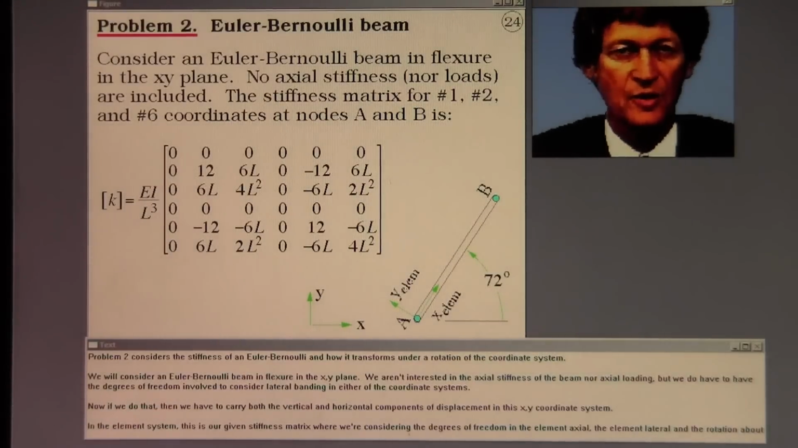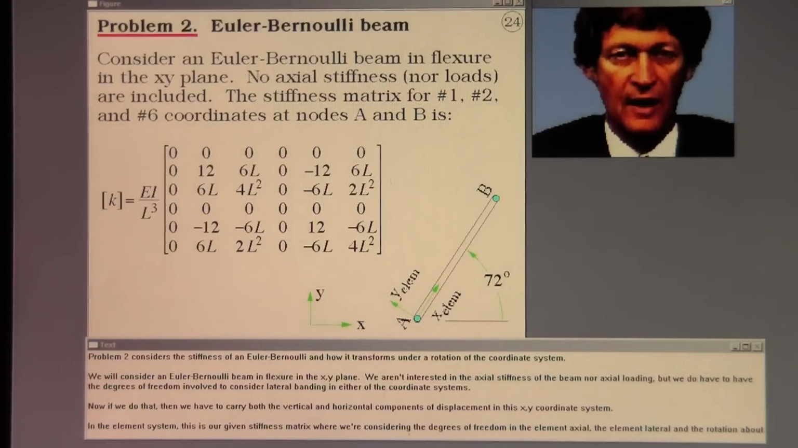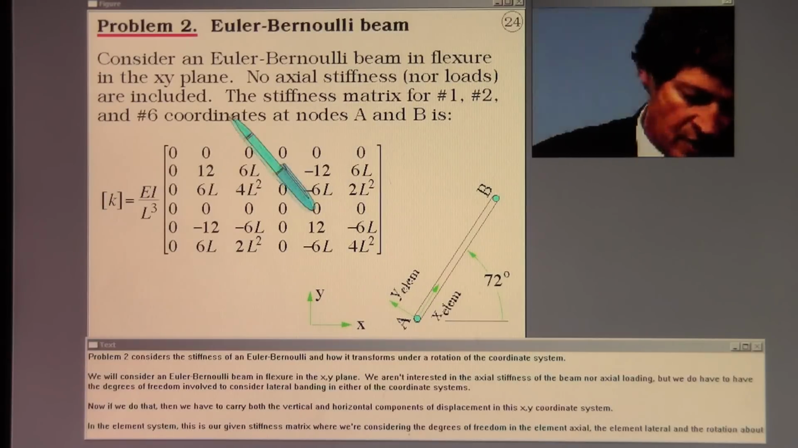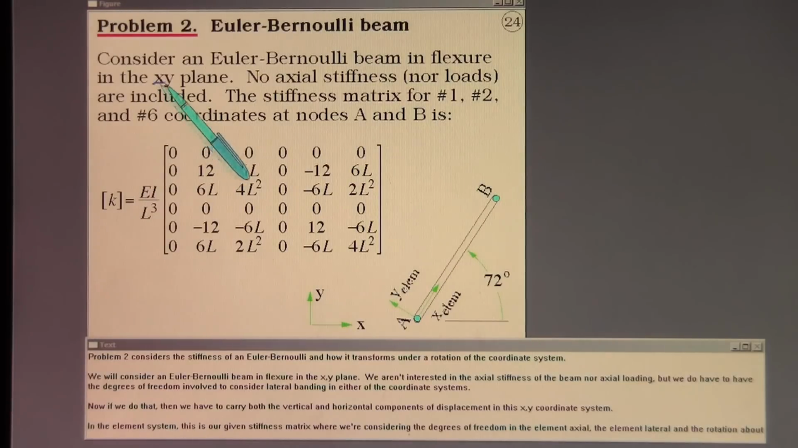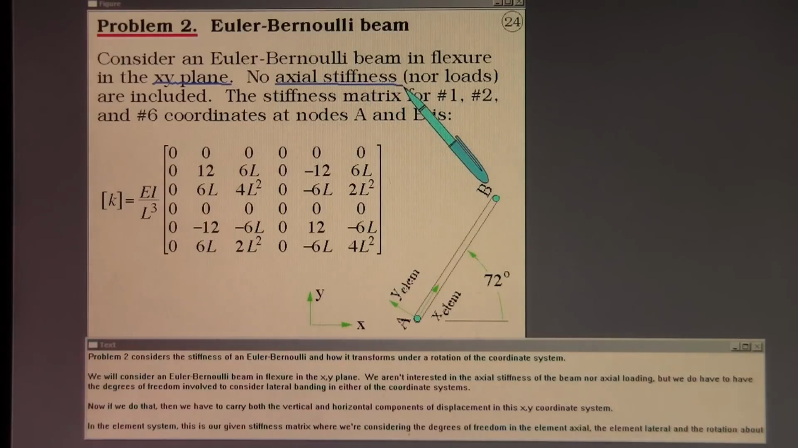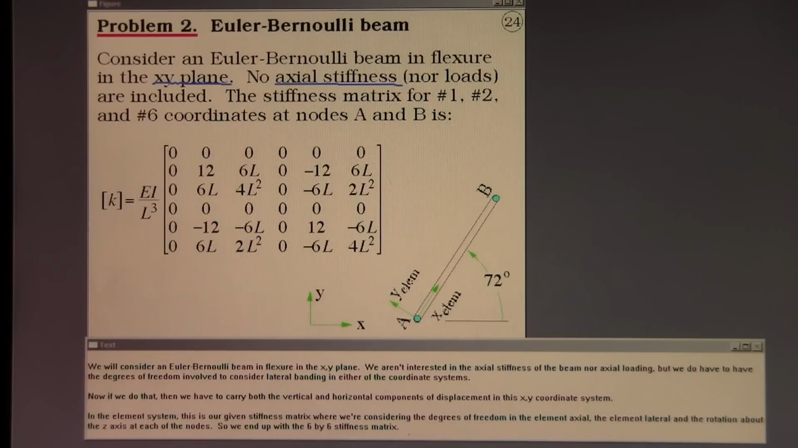Problem 2 considers the stiffness of an Euler Bernoulli beam and how it transforms under a rotation of the coordinate system. We will consider an Euler Bernoulli beam in flexure in the xy plane. We aren't interested in the axial stiffness of the beam nor axial loading, but we do have to have the degrees of freedom involved to consider lateral bending in either of the coordinate systems. Now, if we do that, then we have to carry both the vertical and horizontal components of displacement in this xy coordinate system.